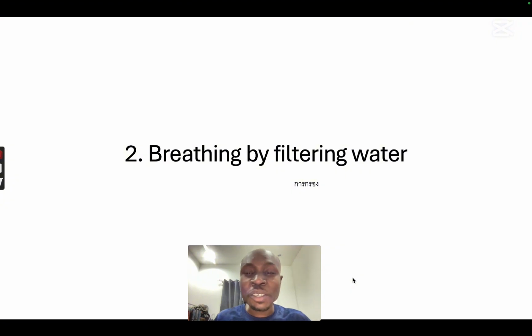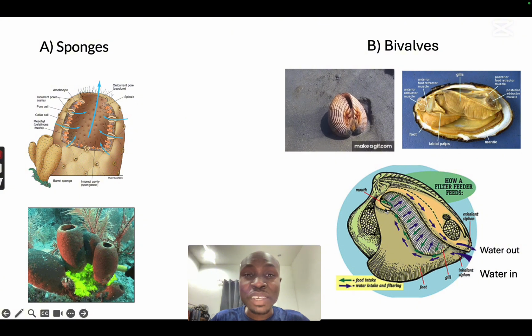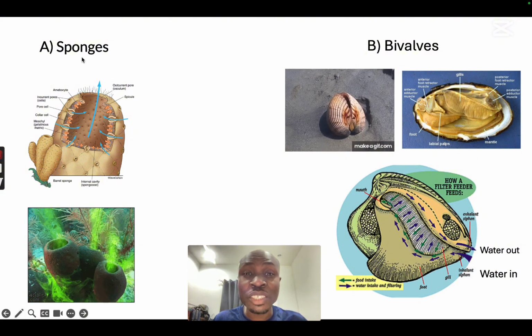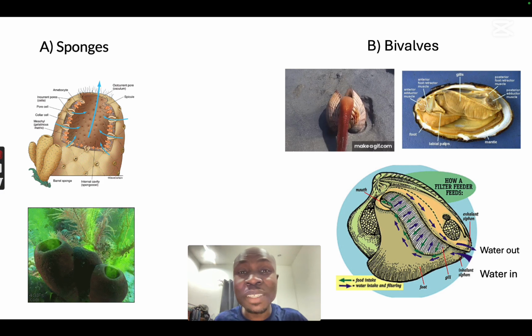Next, we're going to talk about animals that breathe by filtering water. Can you think of examples? The first example we're going to talk about is sponges. How do sponges get oxygen and give out carbon dioxide?